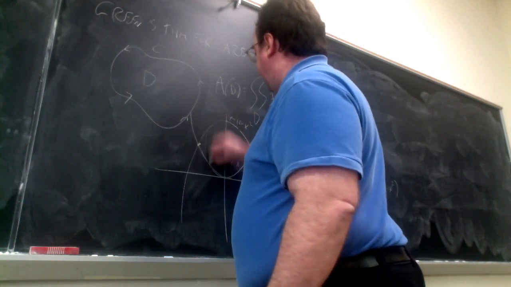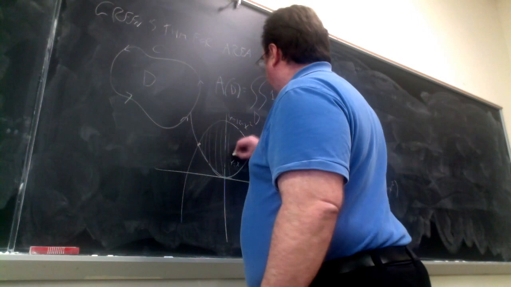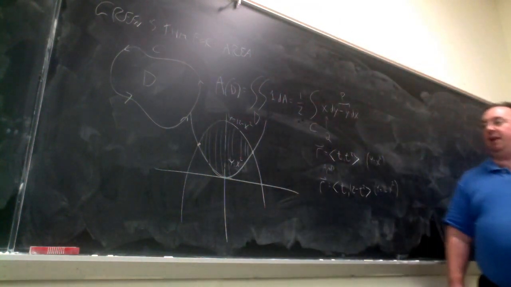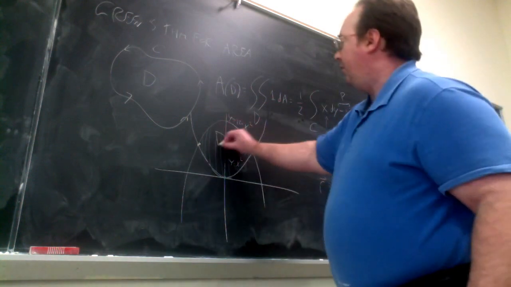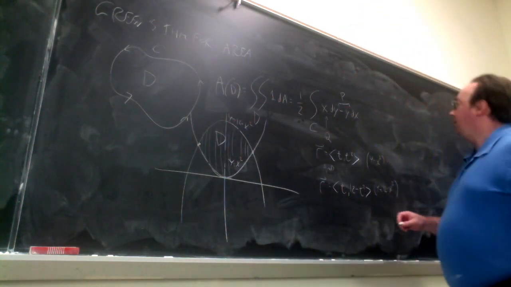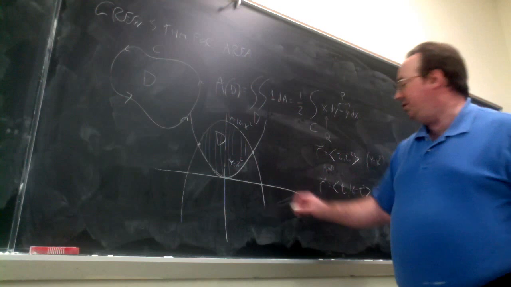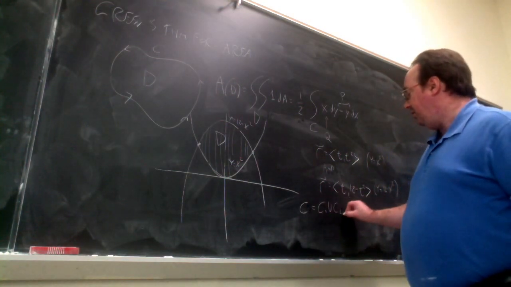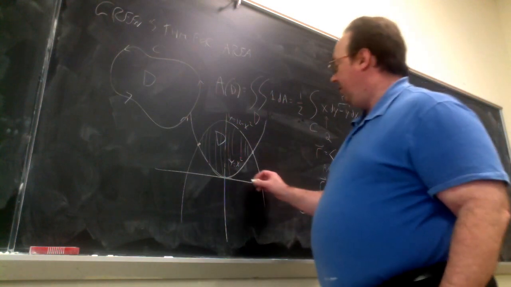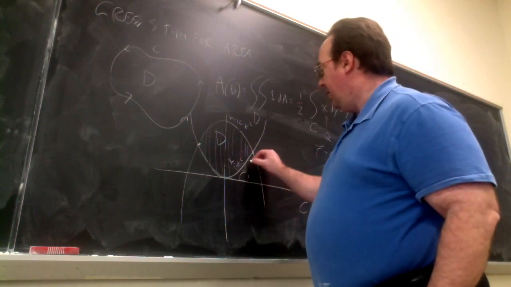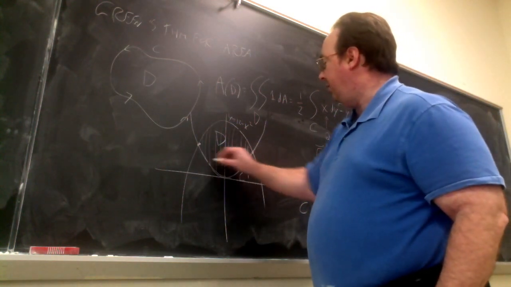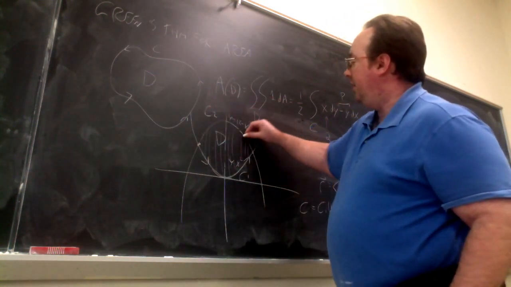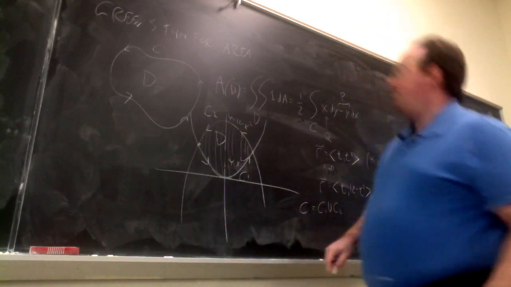So it's this region that you're trying to get the area of. This is your region D. So I can describe the boundary curve C of this region as the union of C1 and C2, in counterclockwise orientation. So C1 is going in this direction, and then C2 is going in this direction.